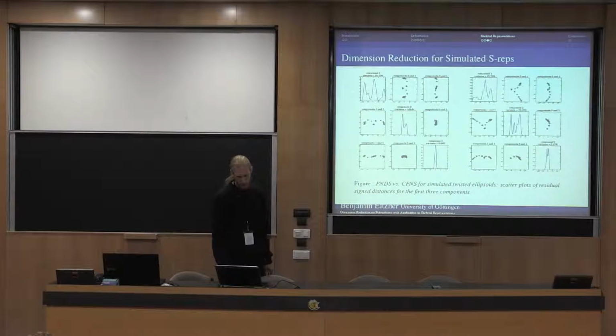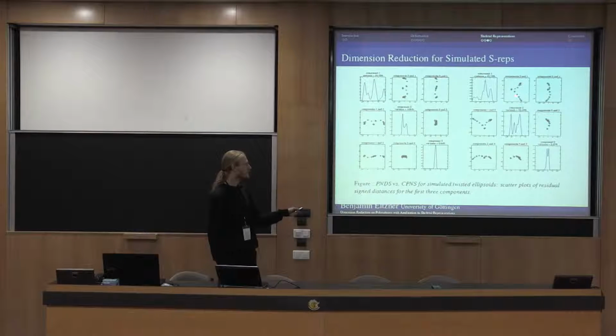And so to explain how this comes about, let's look at a simpler model where we don't look at real data, but at simulated data, so that it's lower dimensional and one can more clearly see what happens here. So we're looking at a simulated twisted ellipsoid, and we look at the scatter plots of the three leading components. So on the right-hand side, let's start with CPNS.